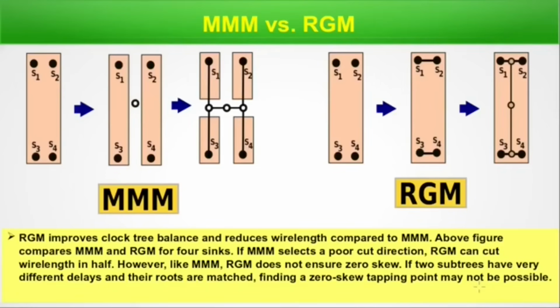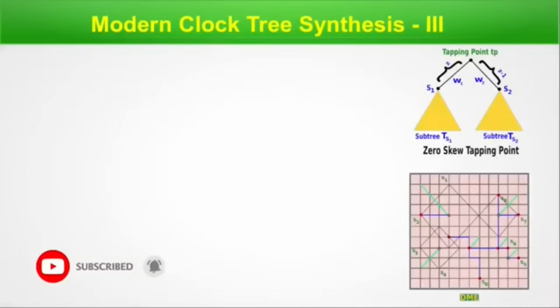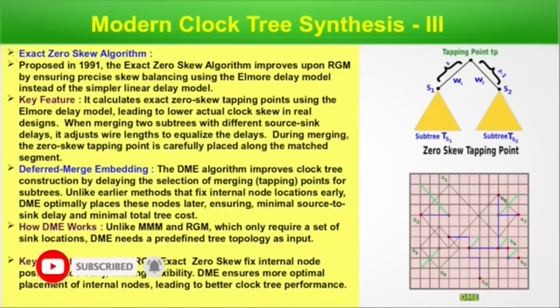We will move to the modern clock tree synthesis. This is the third slide on the same topic. Exact zero skew algorithm and deferred merge embedding. These two algorithms. Proposed in 1991, the exact zero skew algorithm improves upon RGM by ensuring precise skew balancing using the Elmore delay model instead of the simpler linear model. It uses the Elmore delay model.